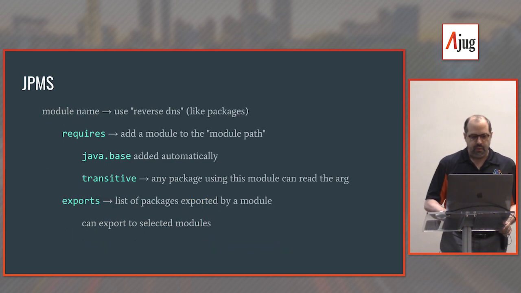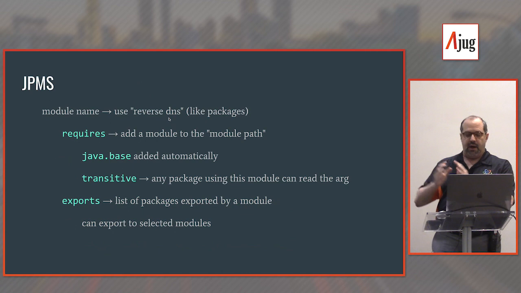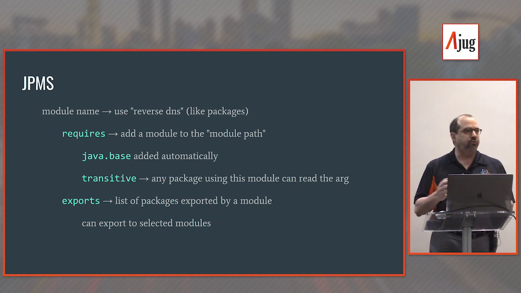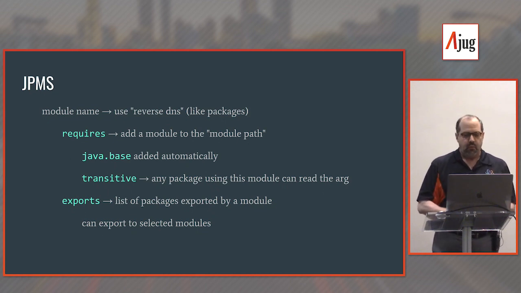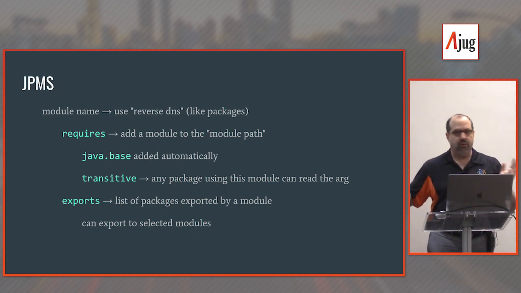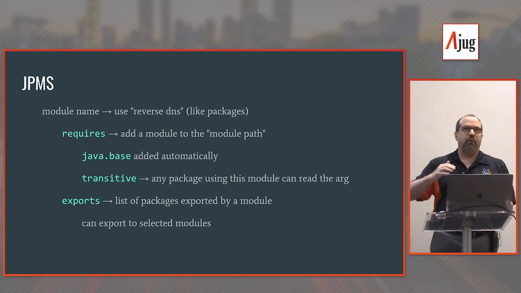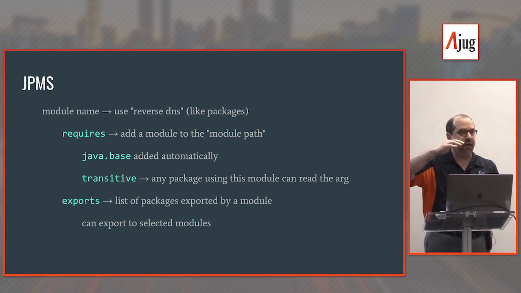Now, inside that file, we're going to declare our module. I'll show you that in a moment. For the name of that, people do seem to have settled on a standard, which is to use the same reverse DNS that we've been using for packages for years. So org.ajug.mylibrary or something. Now that sounds like a package name. Think of a module as a collection of packages. That's really the goal. It's to put a bunch of packages together.